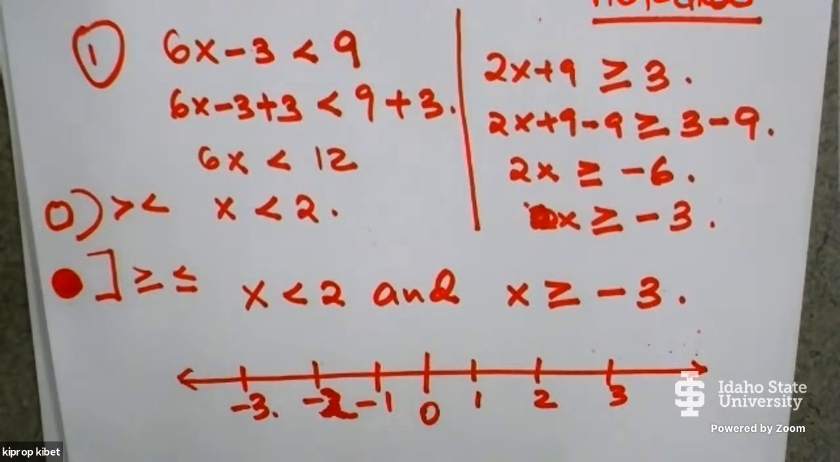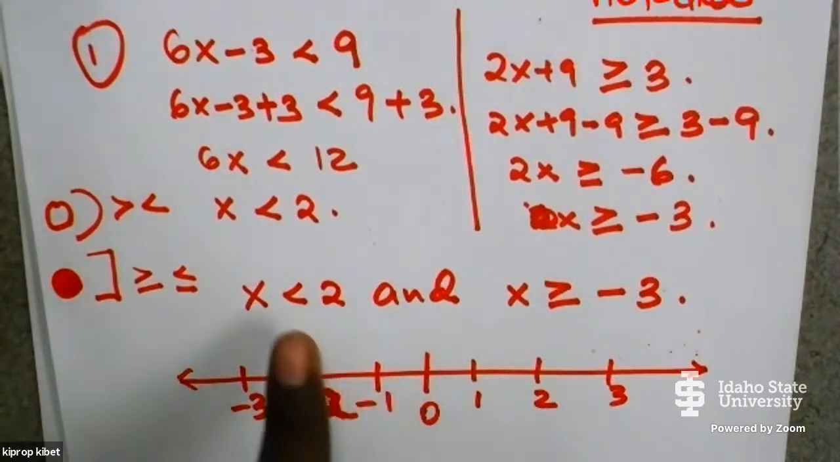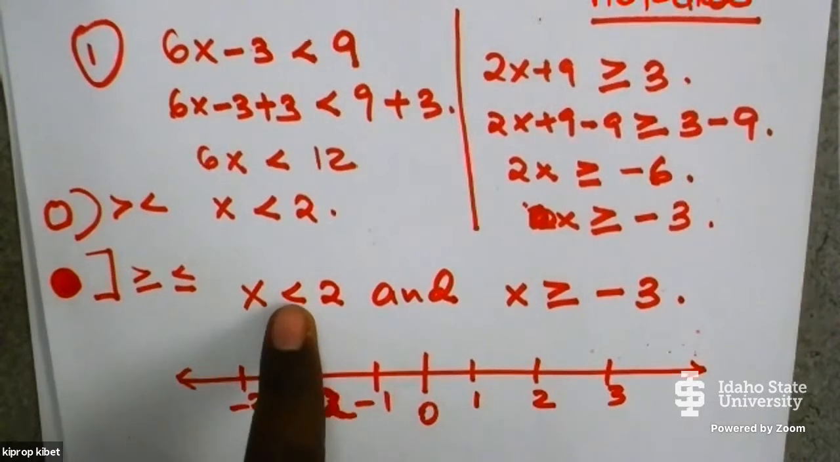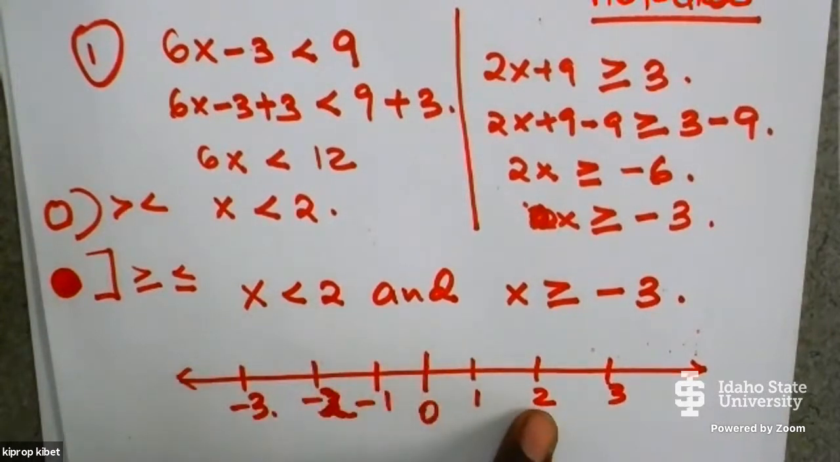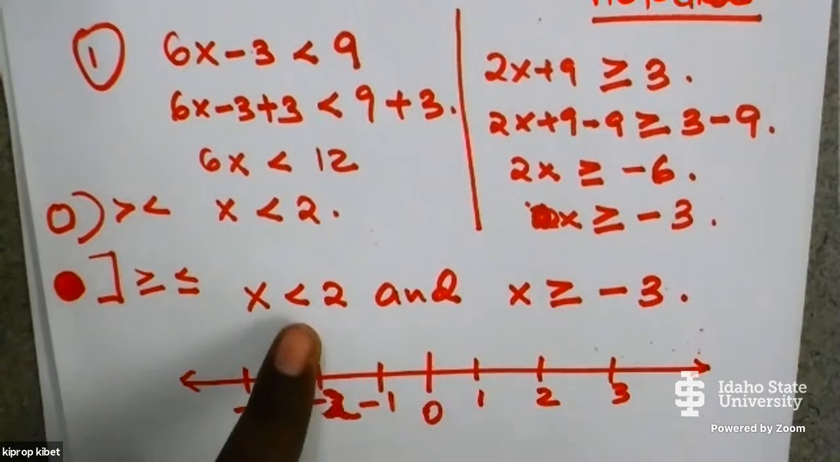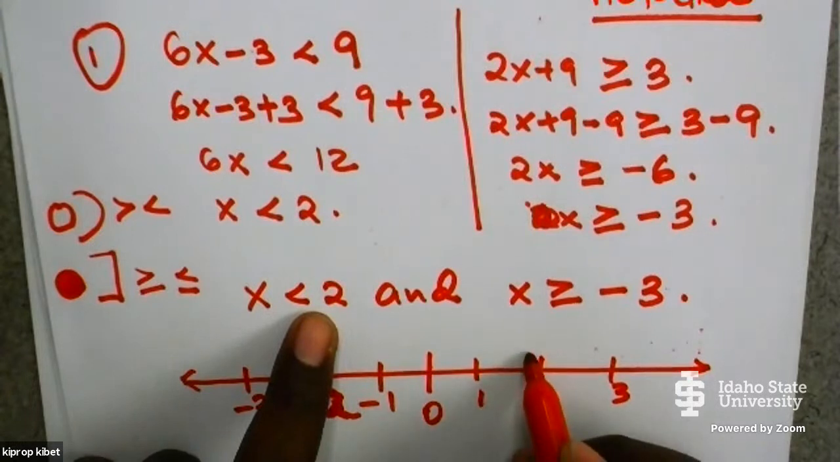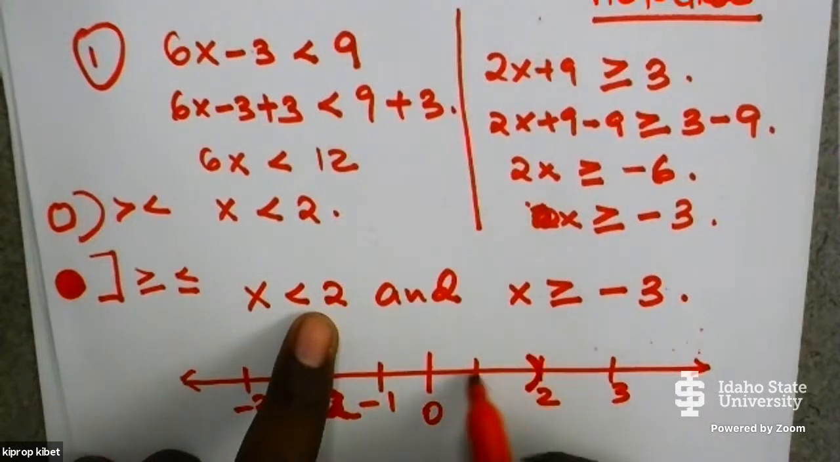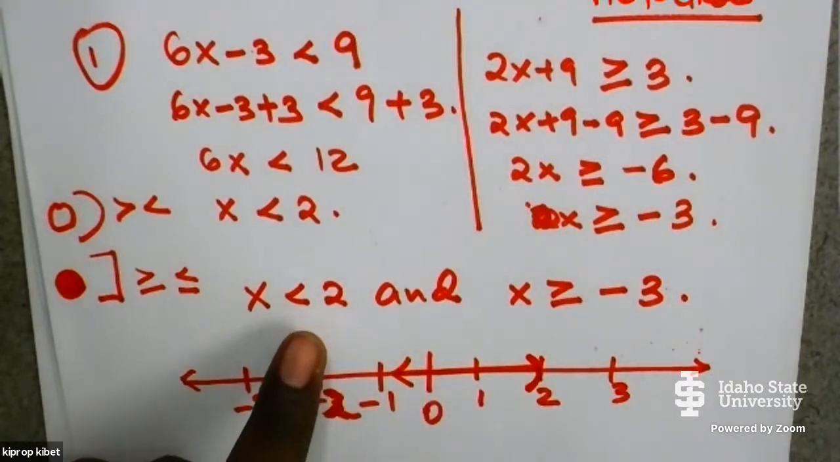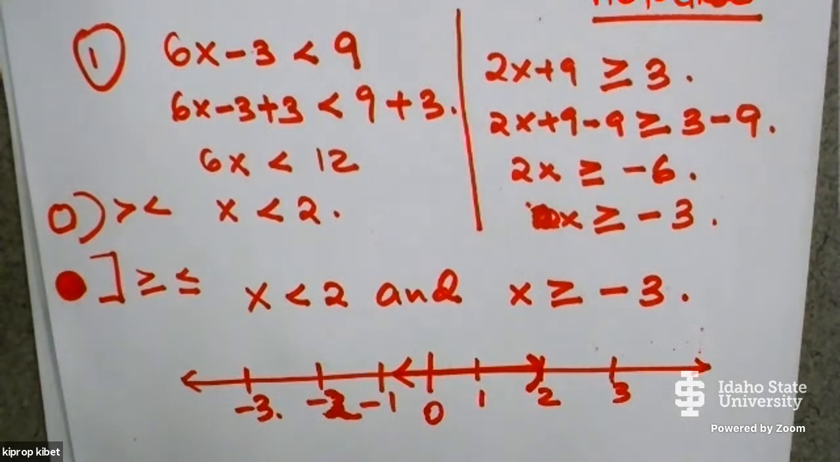So if it is not included, we go to x. You start by going to where x is what? 2. And this one is what? Less than what? X is less than 2. So that means this is like this, and these are the values in that direction. Okay? So we are done with that.